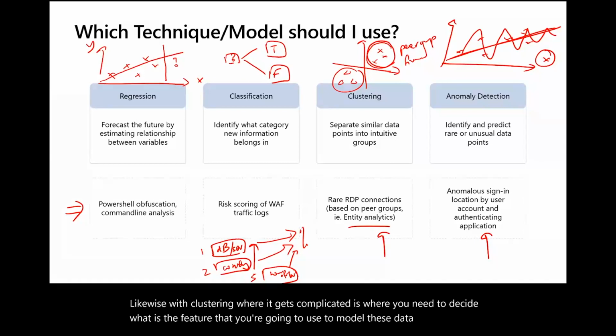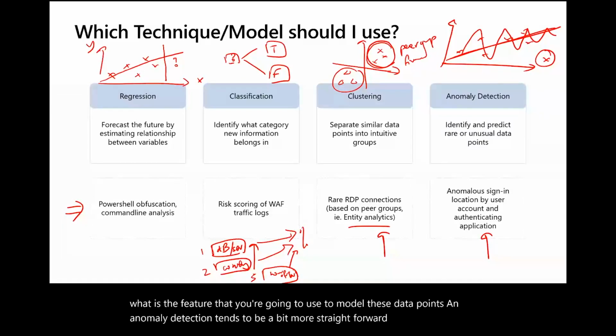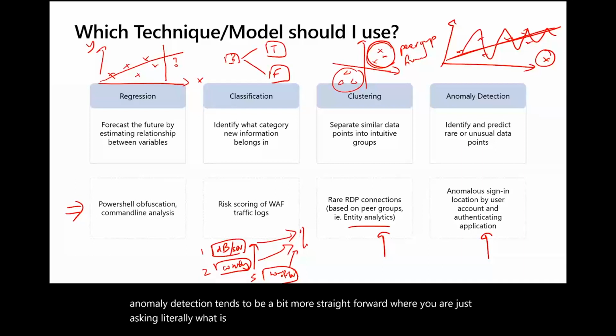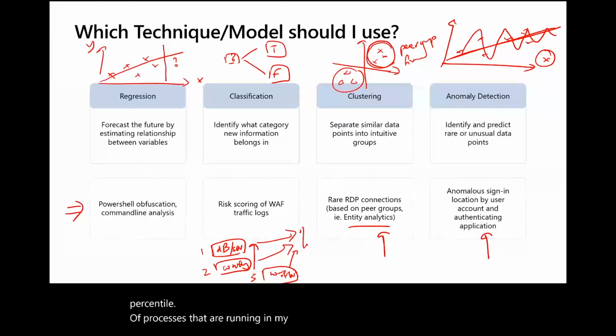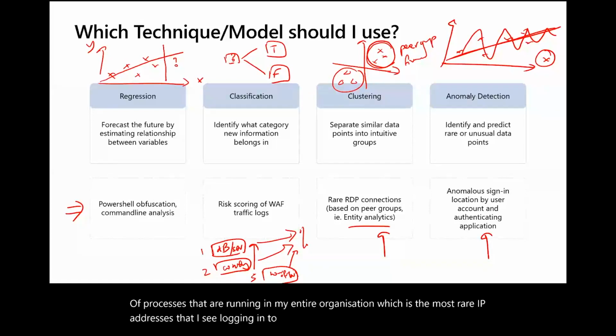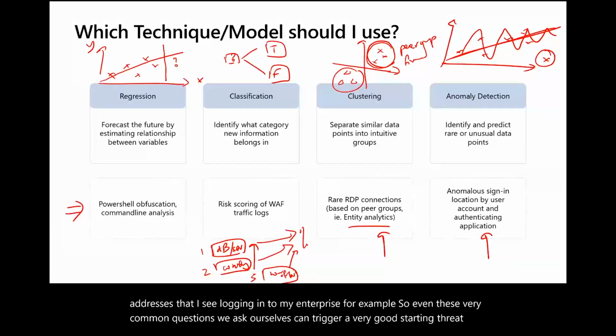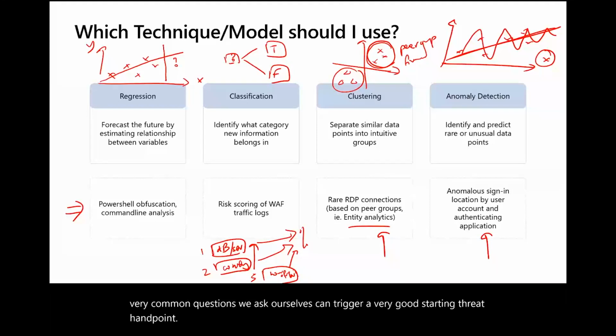Anomaly detection tends to be a bit more straightforward, where you are just asking literally, what is strange here, right? So it's a good starting point for someone who's just getting into threat hunting as well. It's very relatable, right? Where you look at things like, even something simple, bottom 5 percentile of processes that are running in my entire organization, or which are the most rare IP addresses that I see logging in to my enterprise, for example. So even these very common questions we might ask ourselves can trigger a very good starting threat hunt point. Yeah. Got it. Thanks, Sharon. All right.